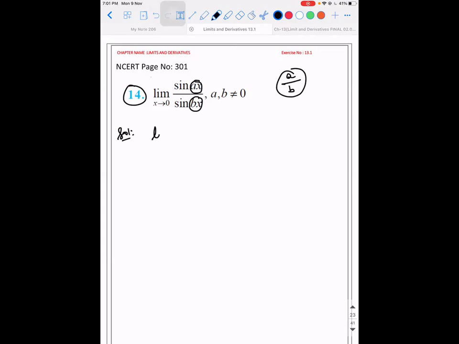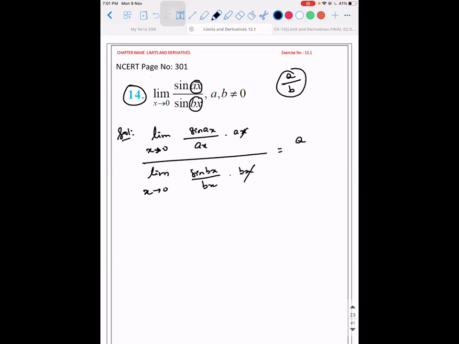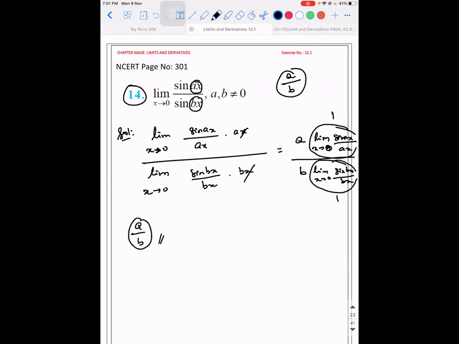So let's prove it. Limit x tends to 0, sine ax. What should I have in the denominator? I should have an ax and multiply it back with ax. Okay, x and x will get cancelled. So in the numerator, a will come out. a into limit x tends to 0, sine ax by ax, the whole divided by b into limit x tends to 0, sine bx by bx. This whole thing is how much? 1. And this whole thing is 1. So the answer would be a by b.